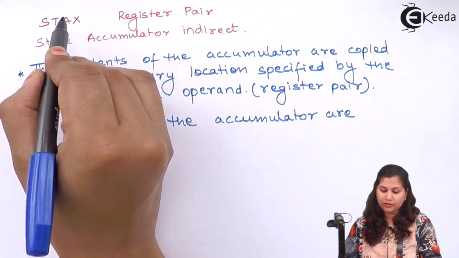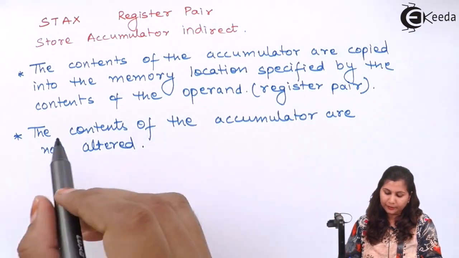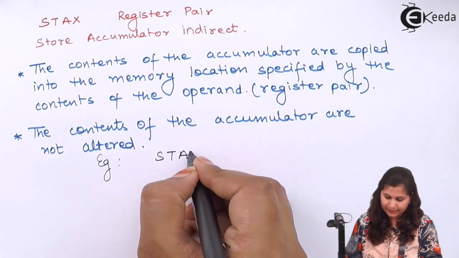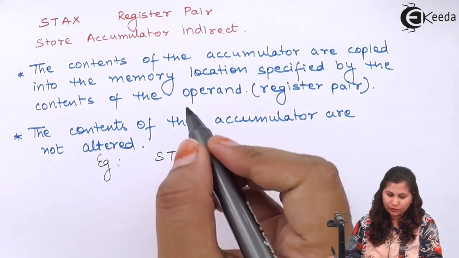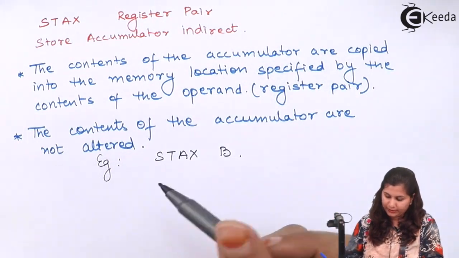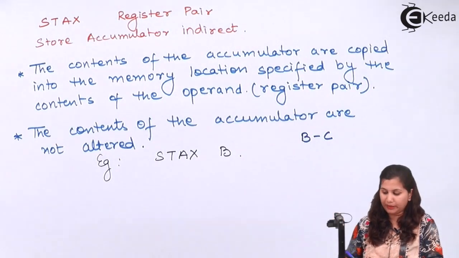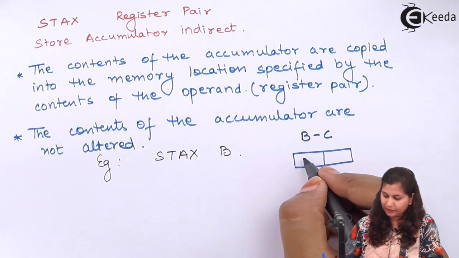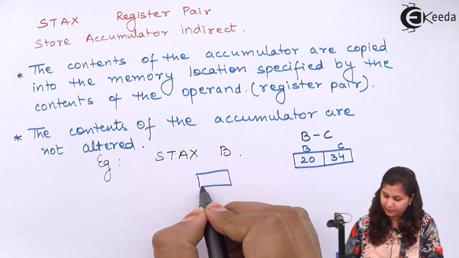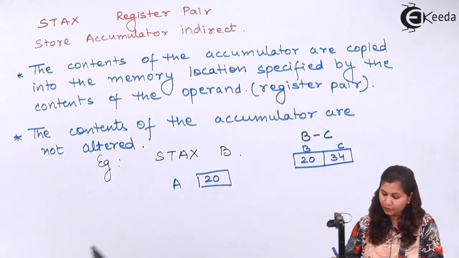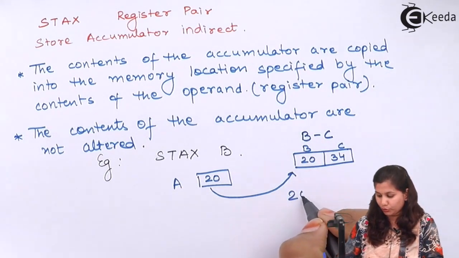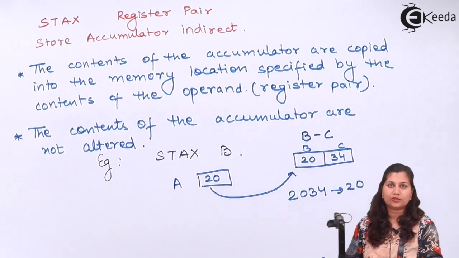So the contents of the accumulator are stored at the location held in the register pair. But the contents of the accumulator are not altered. If we take an example, we have STAX B. So the contents of the accumulator are copied into the memory location which is specified by the operand. Now this is our B register, so it is showing the BC register pair. Now this BC register pair, suppose it is having the memory location 2034. So the contents of the accumulator, suppose contents of accumulator are 20. So this content will be stored at the memory location which is specified by this register pair. So on 2034 memory location, this number 20 will be stored or copied.